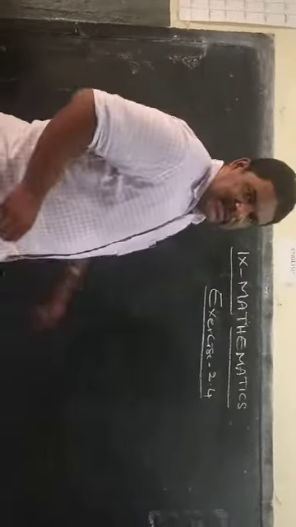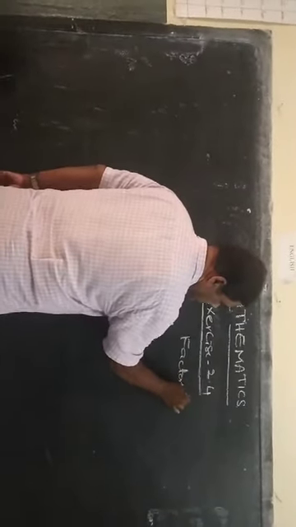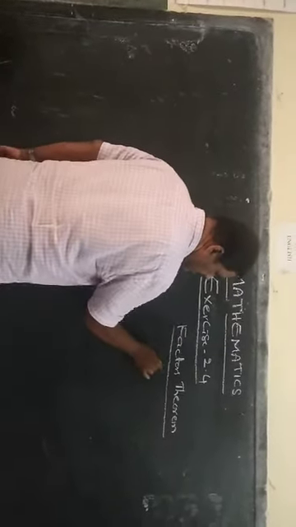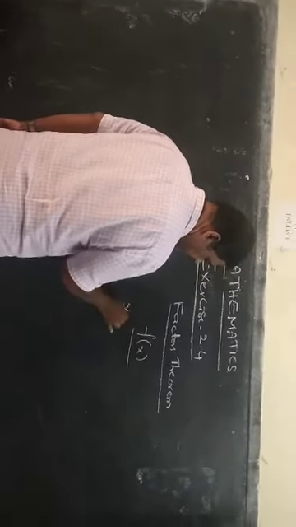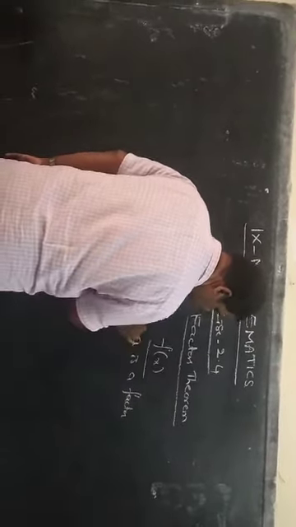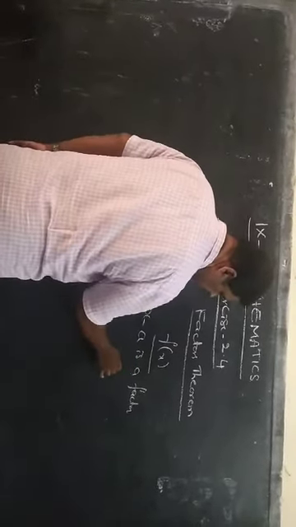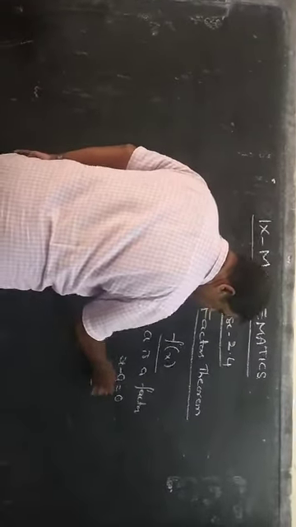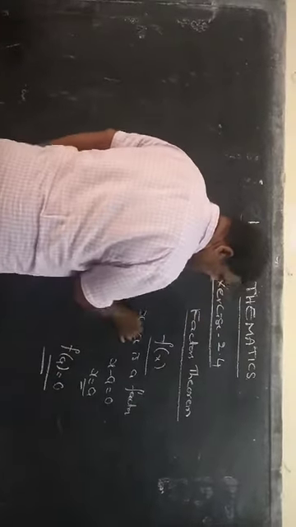Now, before we go to exercise 2.4, let us know what is the factor theorem. If x minus a is a factor of a rational integral function f of x, then what you have to do is check whether it is a factor or not. Equate x minus a to 0 and find the x value, that is a. That a you will substitute here. If you get 0 as the answer, then x minus a is a factor.